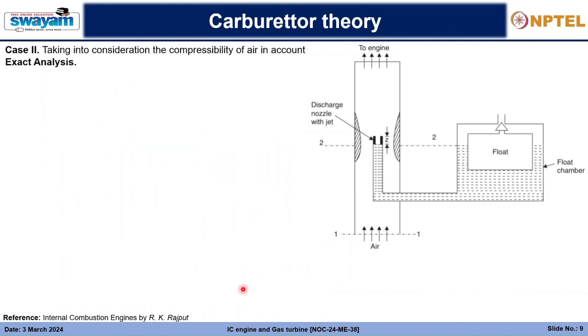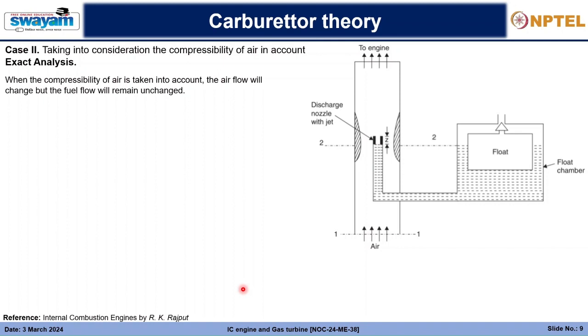Next, the previous expression was for the approximate analysis, and now we will see how to solve for the exact analysis by considering the compressibility of air. When the compressibility of air is taken into account, the air flow will change, but the fuel flow will remain unchanged because fuel is still incompressible. So we can simply use Bernoulli's equation for that.